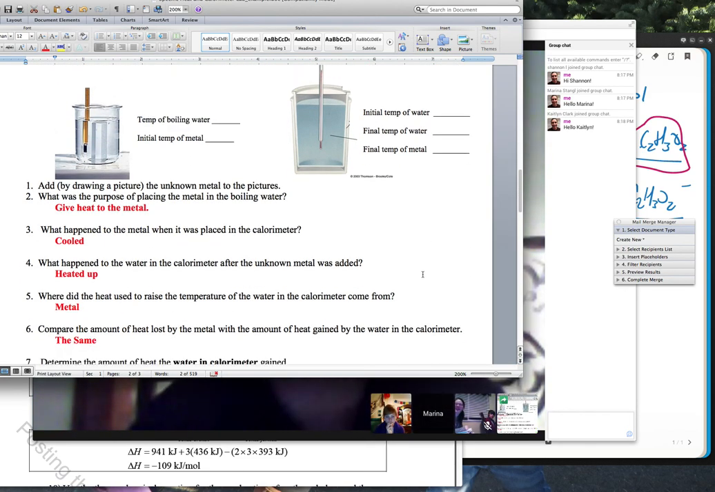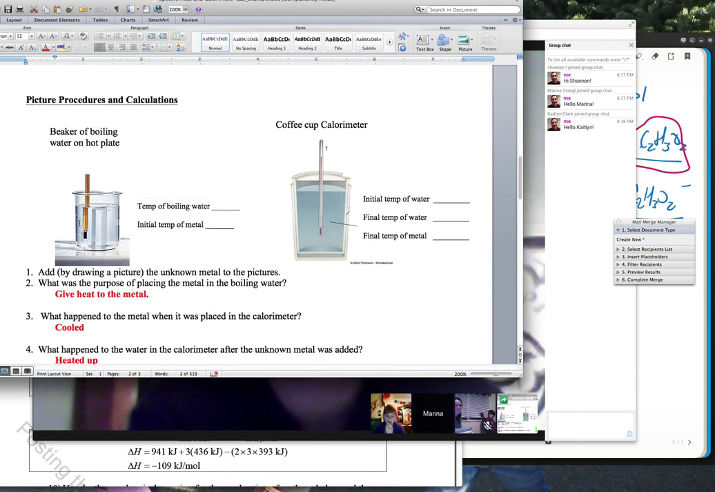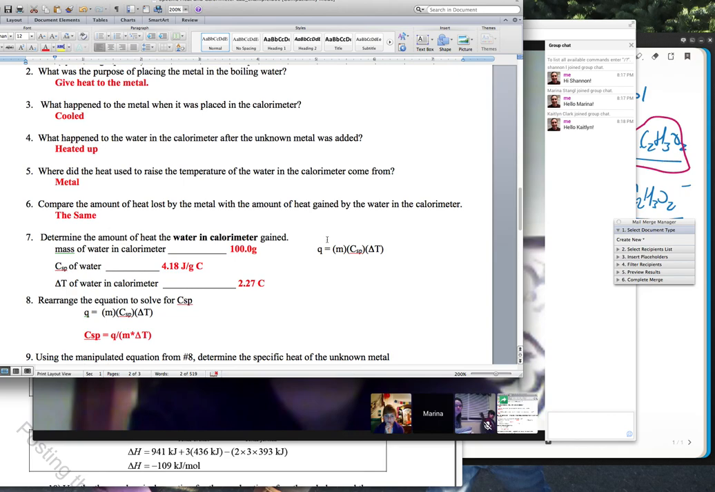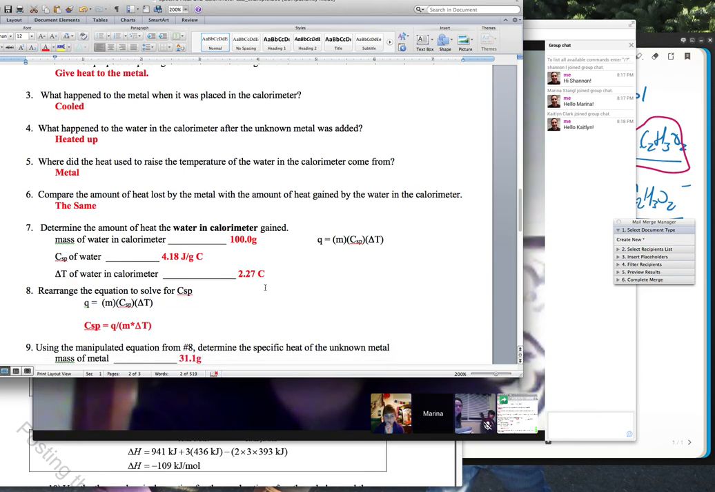And that's what these questions are. They're super simple. Why was the boiling water giving heat to the metal? And what happened when the metal was placed in the calorimeter? It cooled. It's really simple. So the copper tube was taken out of the boiling water and put as quickly as possible directly into the coffee cup calorimeter. When you did that, the temperature in the calorimeter, let's say, went up 2.27 degrees Celsius. And we knew the specific heat of water was 4.18 joules per gram degree Celsius.